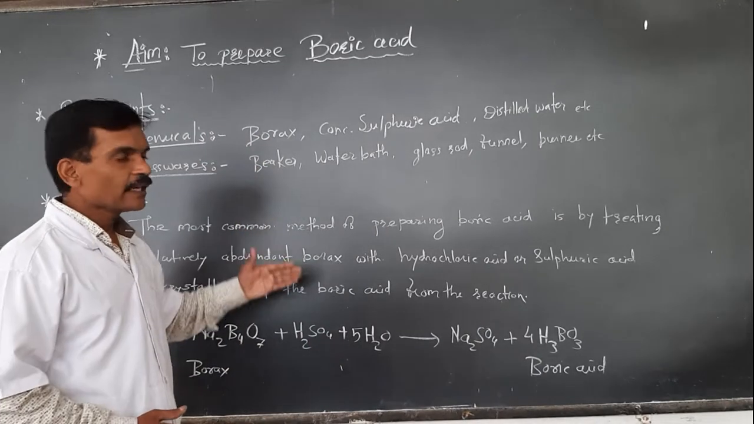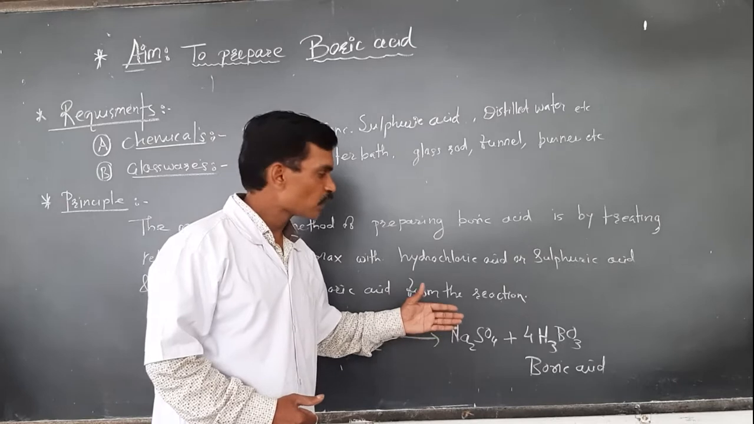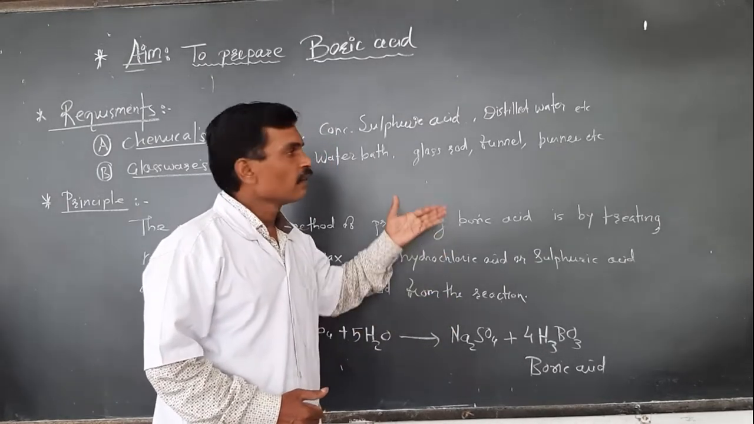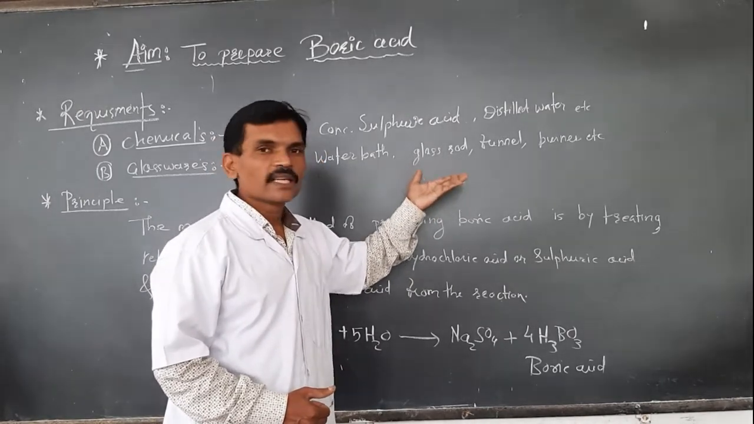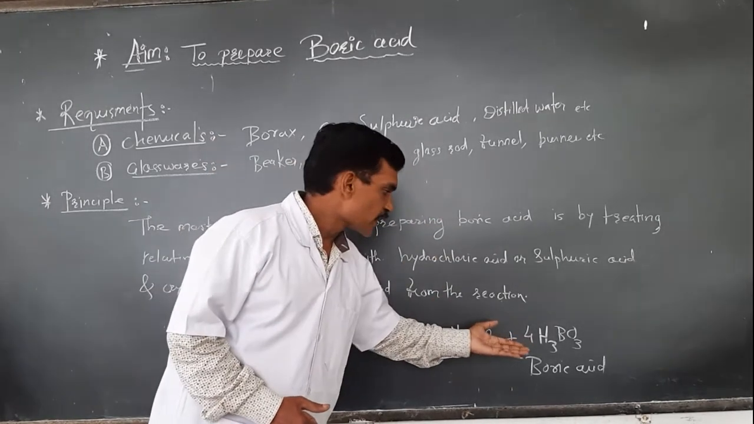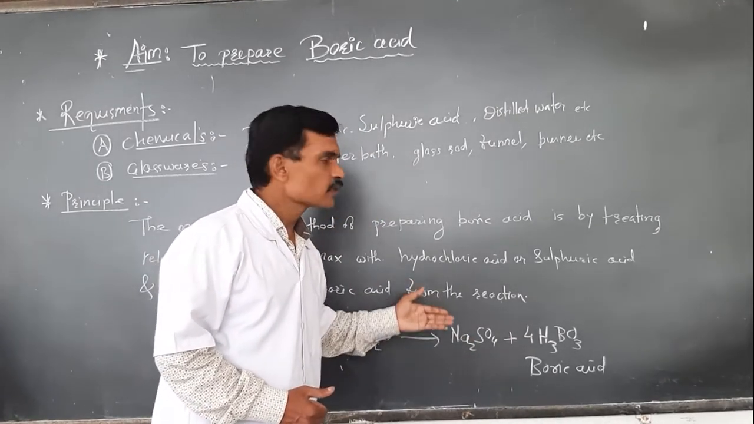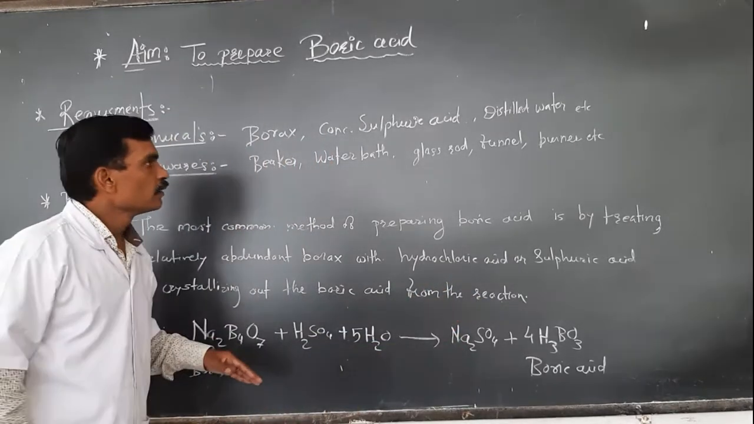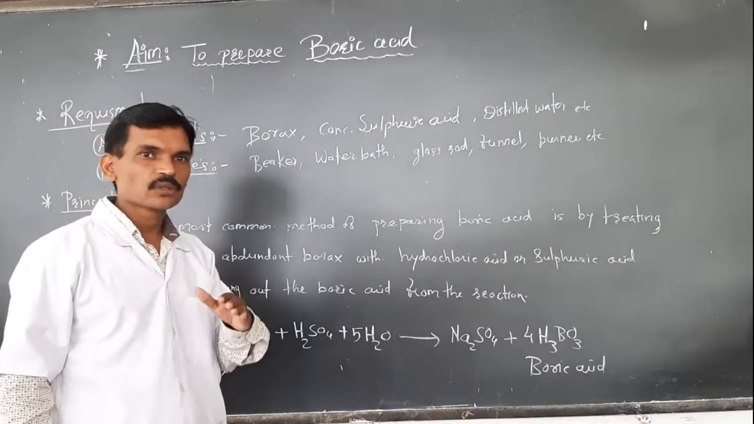So at the end of practical, we will get a solid white crystalline product which we will filter out. On the filter paper we get the residue as boric acid, while the sodium sulfate, which is a water soluble salt, goes in the filtrate along with the water. Now we will actually perform the practical at the laboratory level.